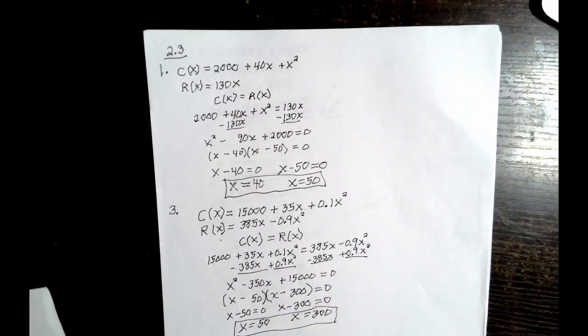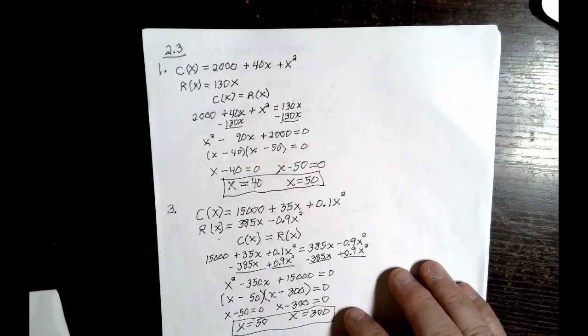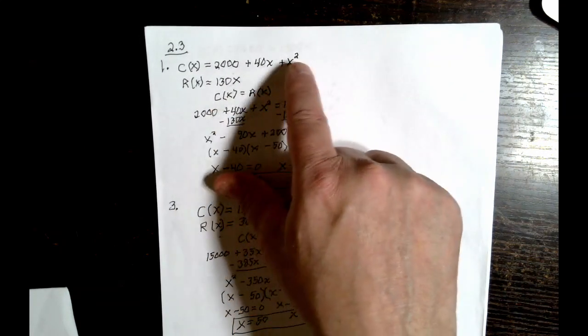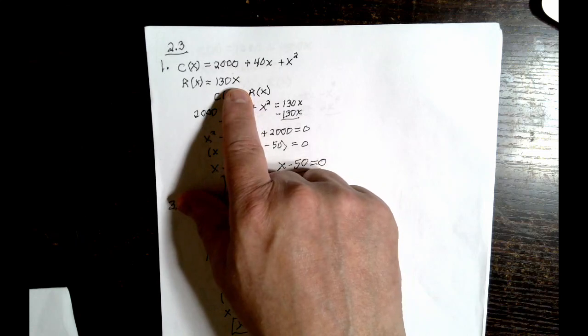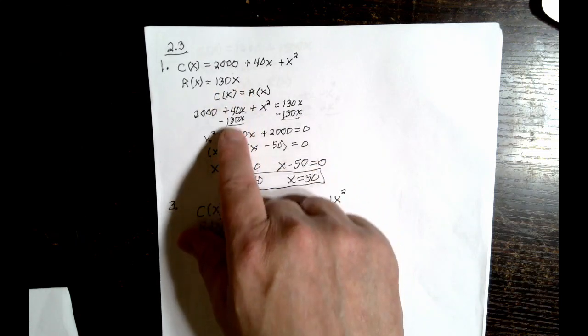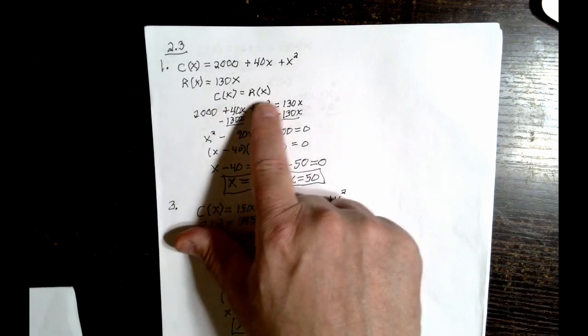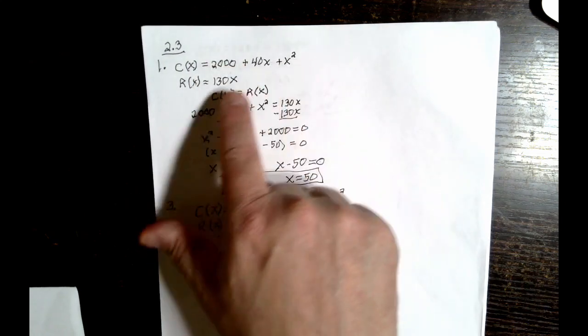Alright, let's look at section 2.3. Question 1. They give you the total cost, total revenue. Okay, these are quadratics or linear. And they ask you to find the break-even point. So you set cost equal to revenue. So this guy equals that guy.